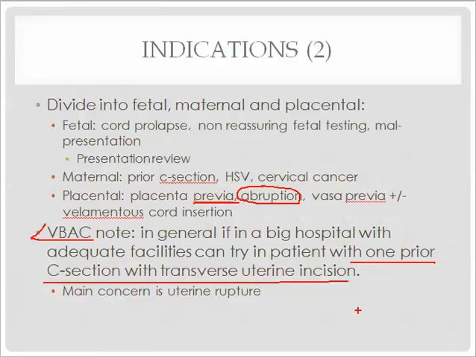The main concern with VBAC is uterine rupture. And if a person experiences uterine rupture, what they might feel is like a popping sensation. You might see signs of distress in the fetal heart rate monitoring. You might see hypotension if uterine vessels rupture, and you could also palpate fetal parts in the abdomen, like you might be able to feel a hand or a leg in the abdomen.